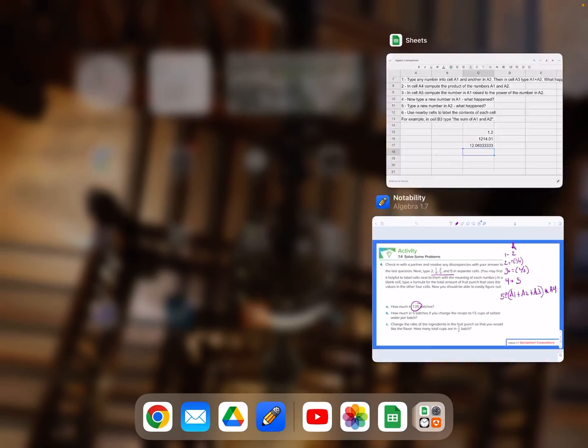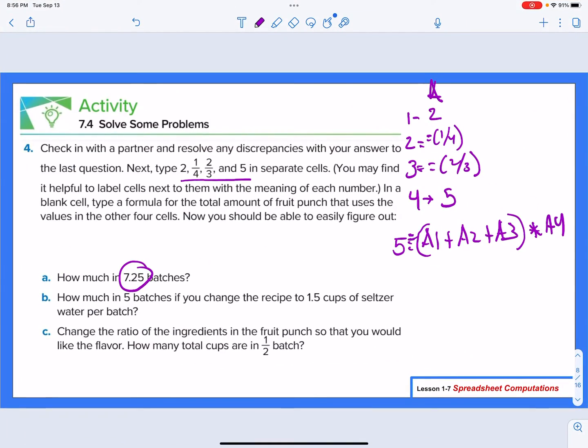Okay, it's coming back here. With 7.25, we said it was about 21.15 cups. When we change that to have it be less, we have 12.08 cups. And then change the ratio of ingredients in the fruit punch so that you would like the flavor.